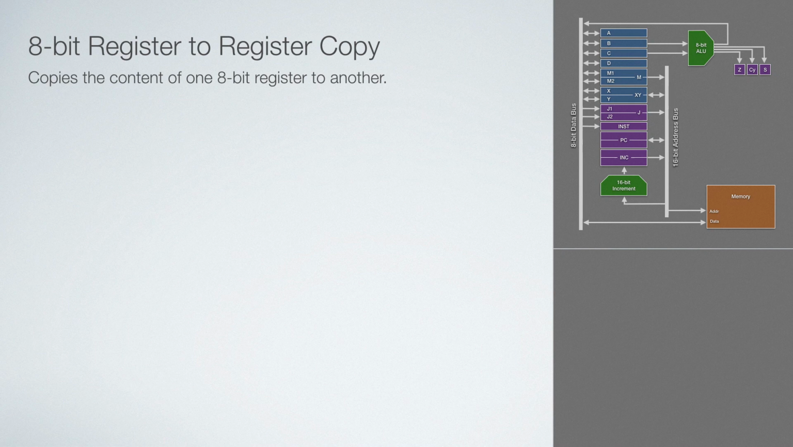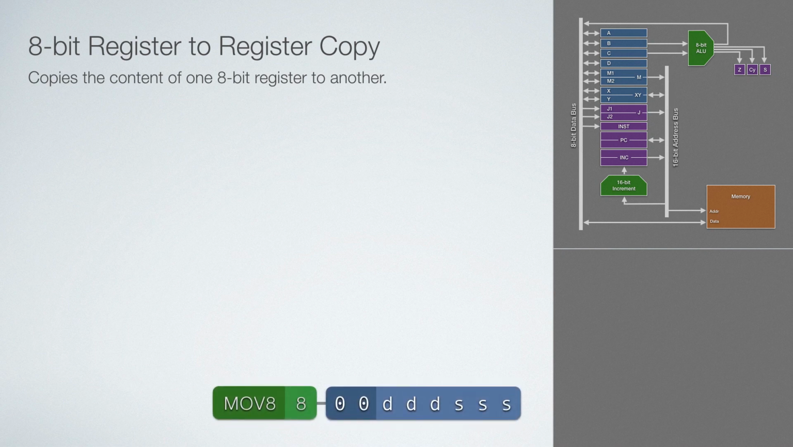So let's start with moving values between registers. Here's the opcode, and in each case I'll pop the opcode down in the bottom right along with the class of instruction that it represents. So in this case we're looking at the move 8 class of instructions, and they take 8 cycles to complete. So the mnemonic we're going to use here is move, M-O-V.